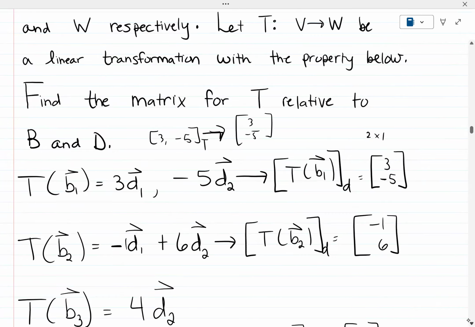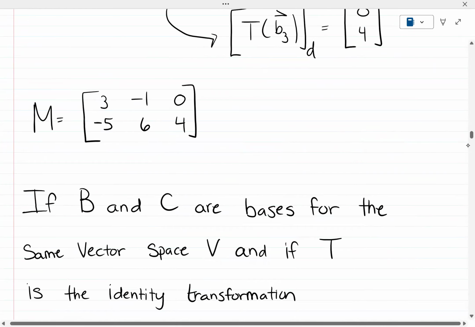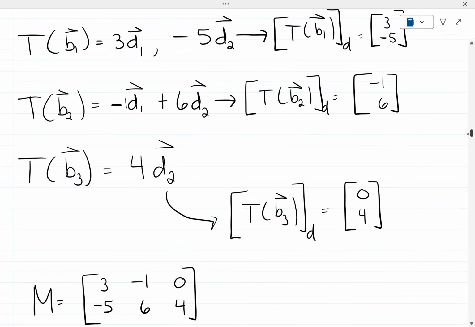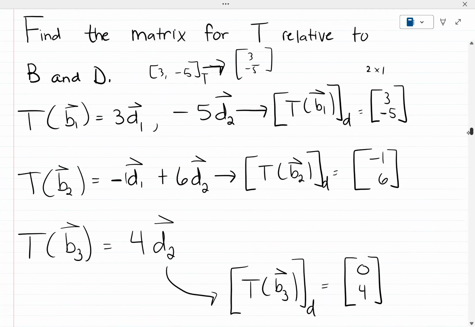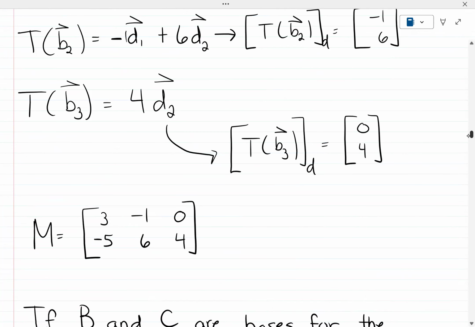T of B3 is 4D2, which when transposed is 0, 4. And then when you put it all together, you get this matrix: 3, negative 5, negative 1, 6, 0, and 4.